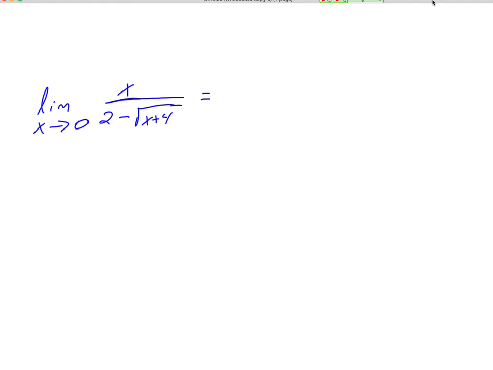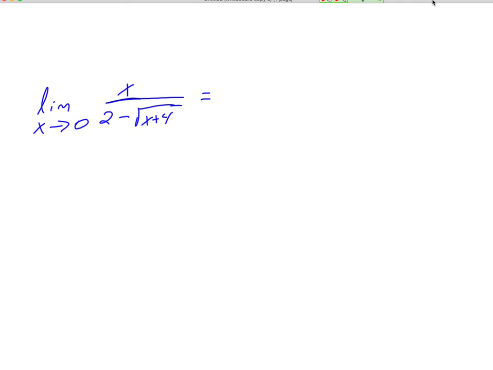What's the first thing I should do when I am trying to find a limit algebraically? Plug in. What do I get in the numerator? 0. What do I get in the denominator? 0. Because I get 2 minus the square root of 4, which is 2 minus 2, which is 0. So I get 0 over 0. So what do you suggest we do next?